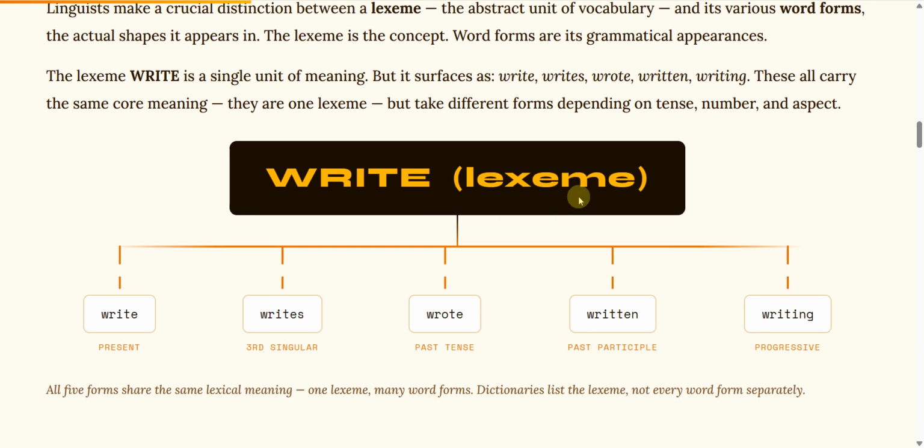So write is a lexeme and its forms are write, which shows present tense, writes, third person singular, wrote, which shows past tense, written, which shows past participle, and writing, which shows progressive aspect. All five forms share the same lexical meaning: one lexeme, many different word forms. Dictionaries list the lexeme, not every word form separately.